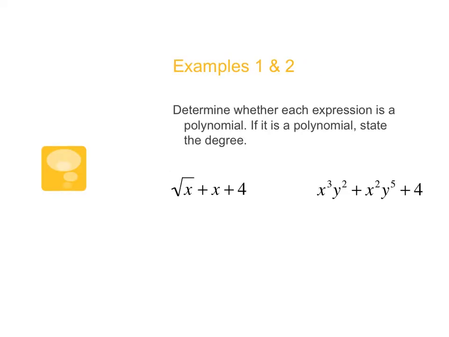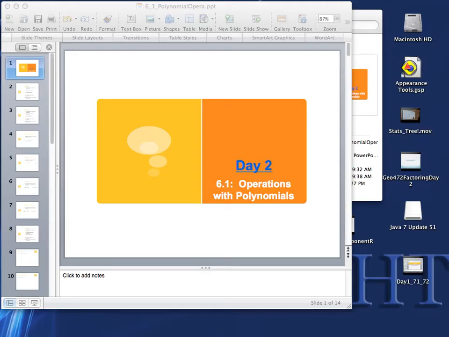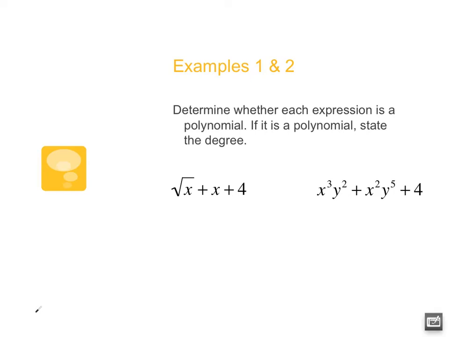Okay, so here are examples 1 and 2. Determine whether each expression is a polynomial. If it is, state the degree. First example has a square root of x. So this is not a polynomial. Okay, a polynomial just means it has many monomials. Because the square root of x is not a monomial, this cannot be a polynomial.